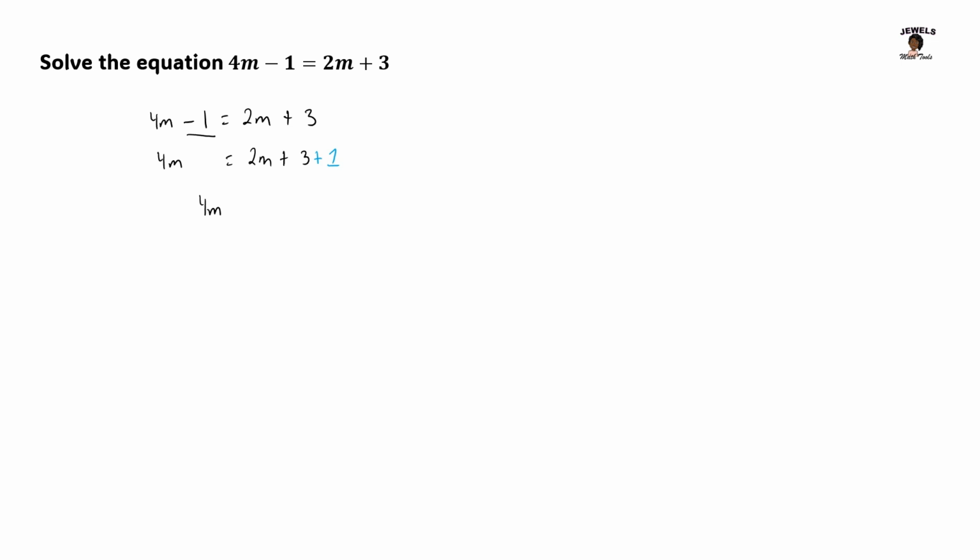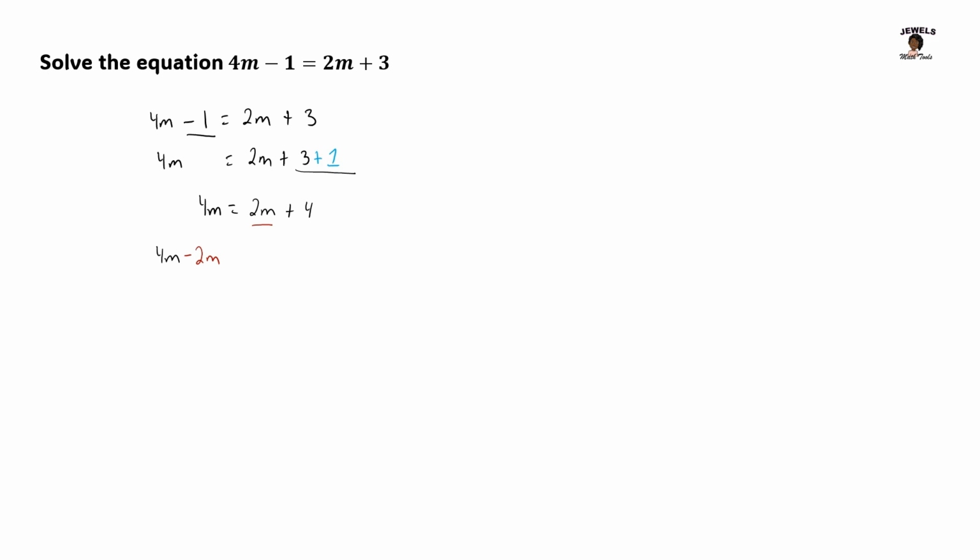So I'm going to return my 4m. I'm going to put back also my 2m, and then I will be adding 3 plus 1, which will equal 4. So now that I simplified my constants, I'm now going to begin simplifying my variables. So that means I'm looking at my 2m, and since 2m is positive here, that means when it moves to the left-hand side of my equation, I'm going to be subtracting that 2m from my 4m.